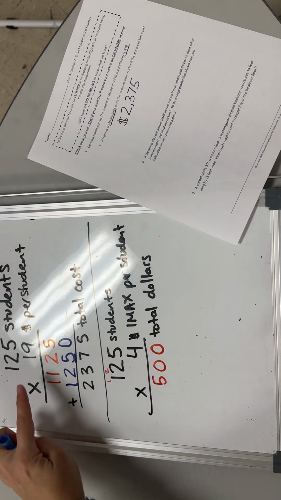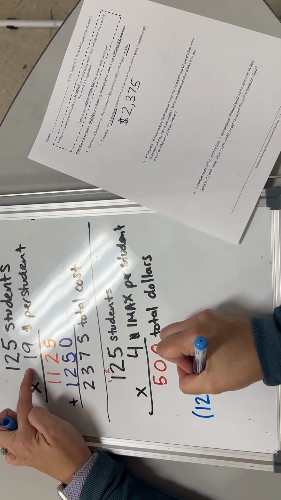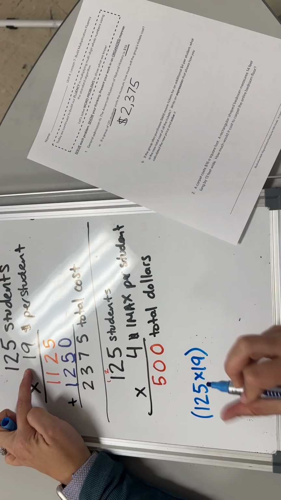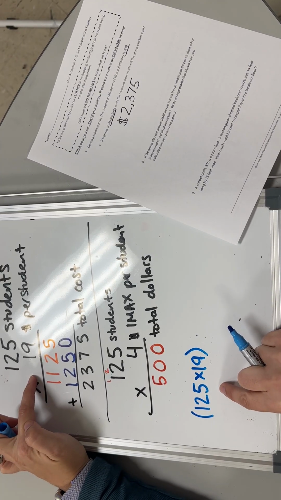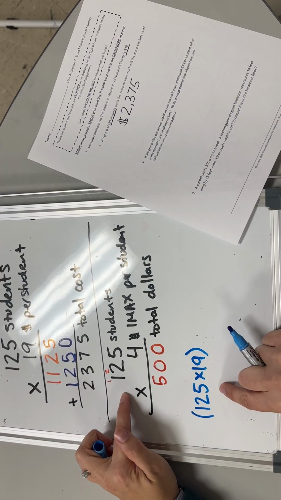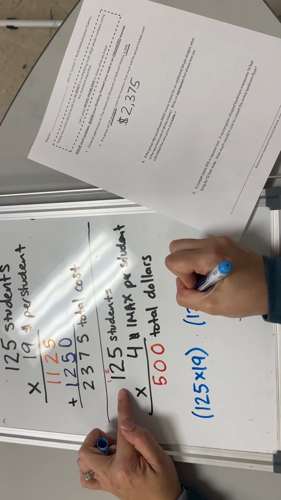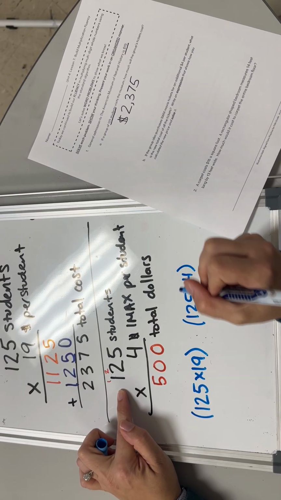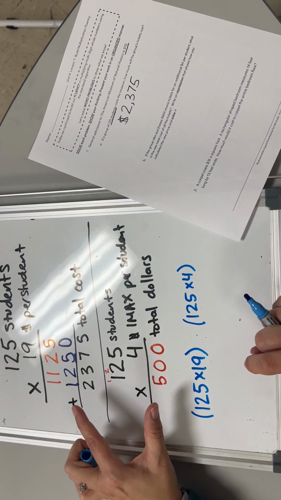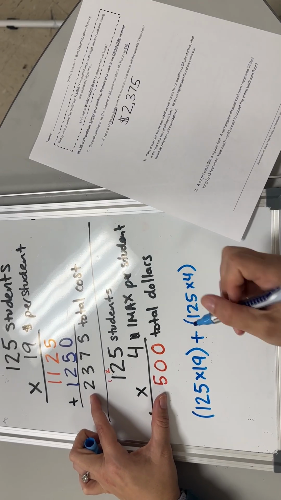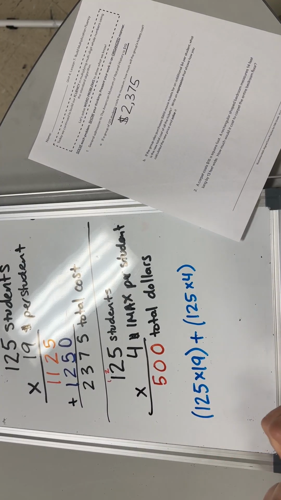I'm going to take that 125 times 19, and I'm going to put it in parentheses to show that this is the first thing that we did. We figured out the cost of tickets for the students. The second thing we did is we found the cost for the IMAX tickets. So I'll take 125 times 4. Now, what we have to do to get our final answer is add these two together. So I'm going to add a plus in between these two equations, showing that I'm adding these together.